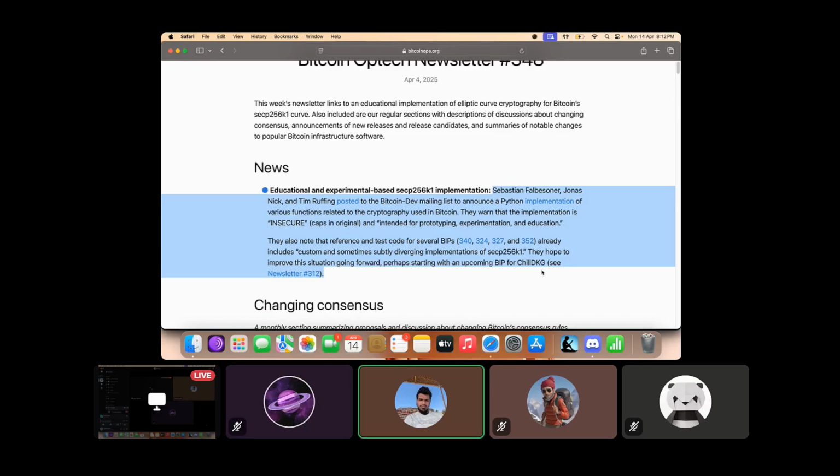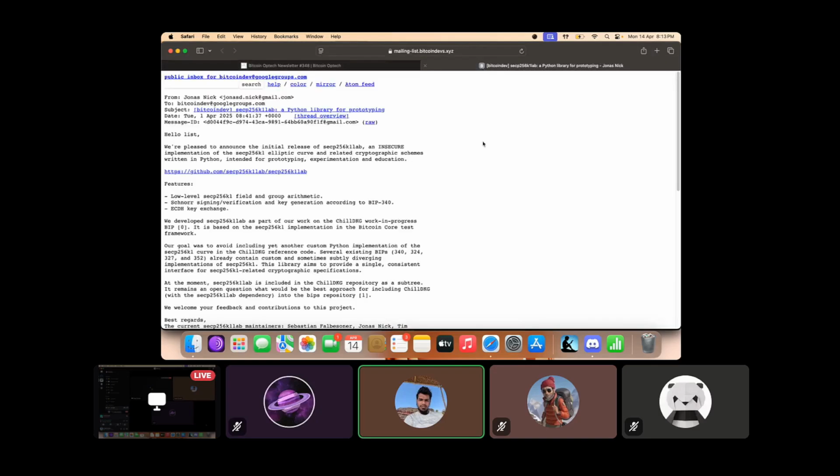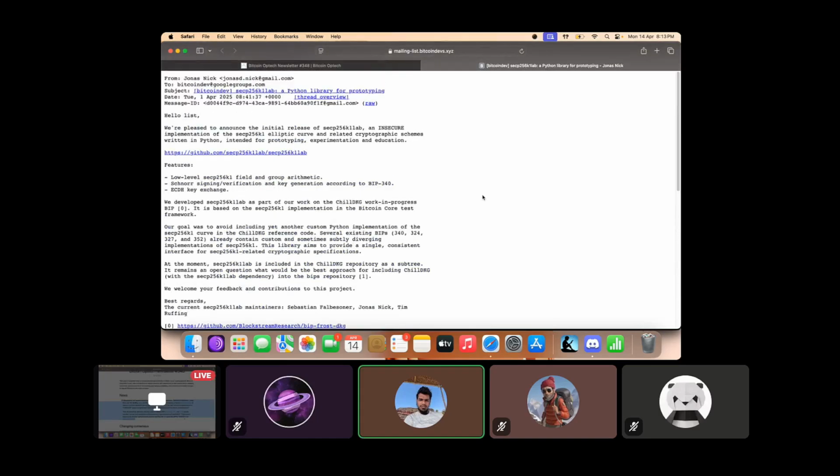The disclaimer says that it's insecure, and the people using this specific library or Python implementation must be aware that it's insecure and should not use it directly in production. Let's see what the post is. If it's not very lengthy and massive, we can just read through the post quickly before we move forward. It is not at all lengthy.